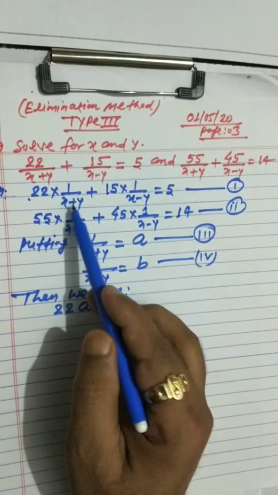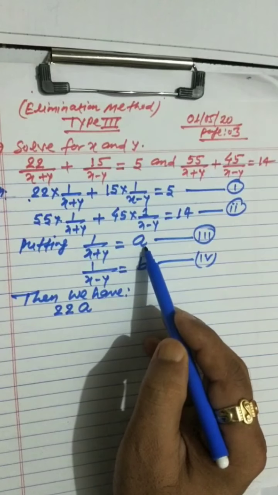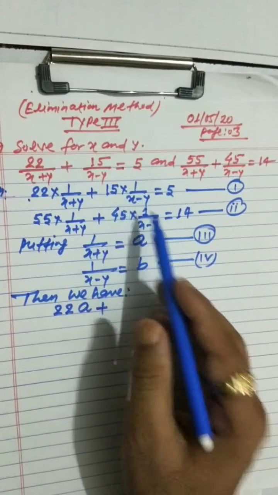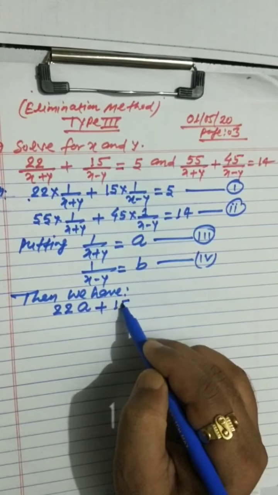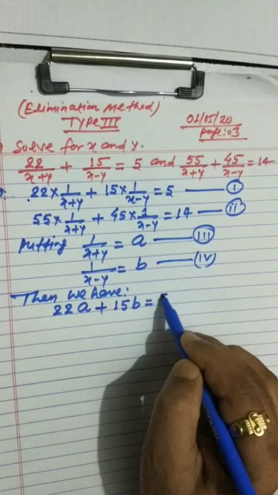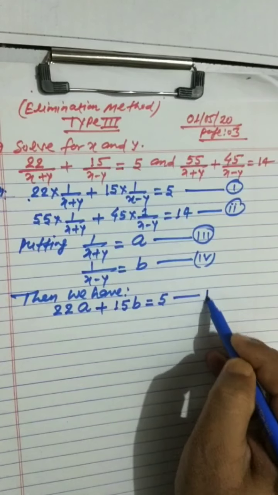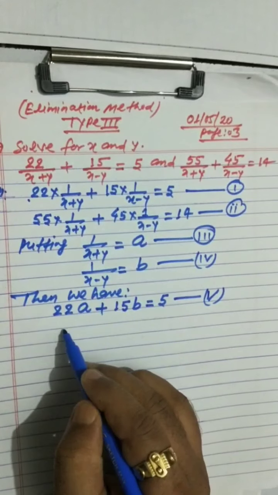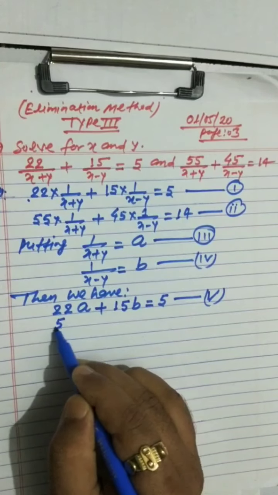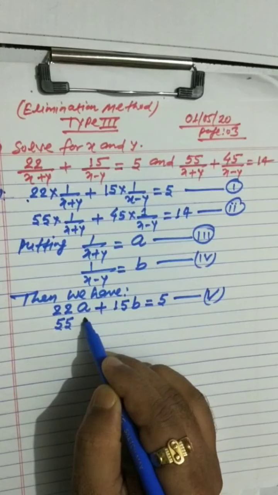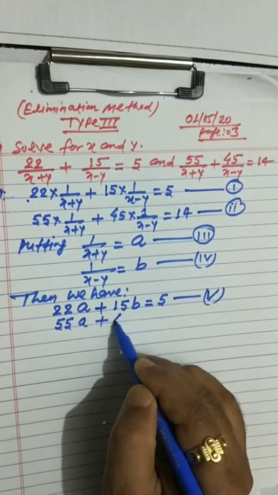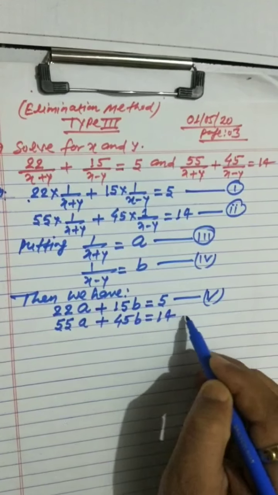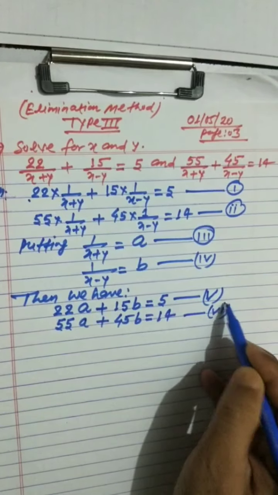At the place of 1 by x plus y we have put a, and at the place of 1 by x minus y you have to put b, which will be equal to 5. This is your equation number 5th. And similarly in the second equation you have to write 55a plus 45b is equal to 14. This is equation number 6.